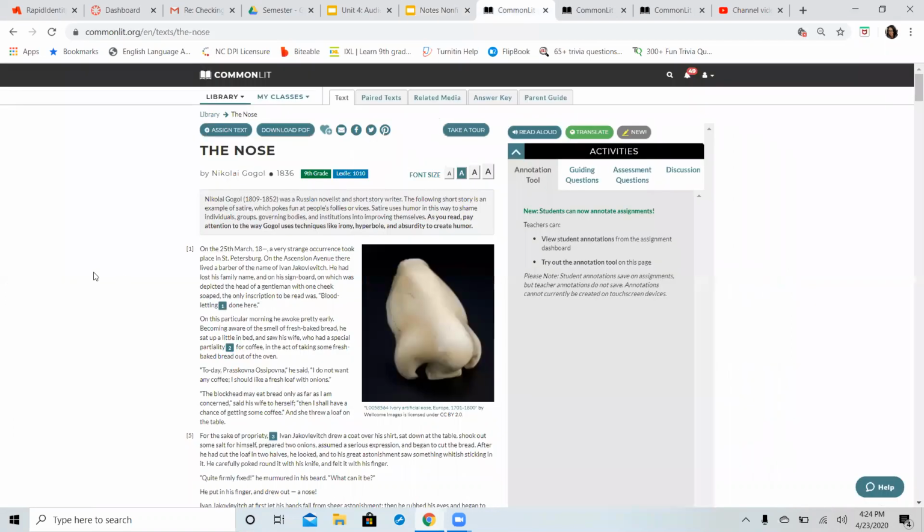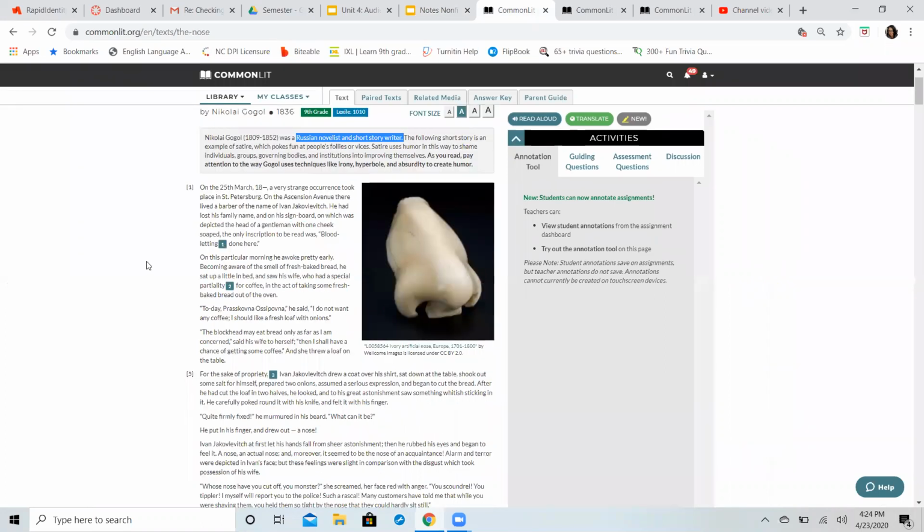So let's just go over here and look at this passage really quickly. I want to point out a few things to you. When you read this passage, if you read the intro right here, it's a Russian novelist and short story writer. So this particular piece is going to be called satire, and it's called satire because it's going to poke fun at people's follies or vices. So the things that make us who we are, kind of like that Achilles heel idea.